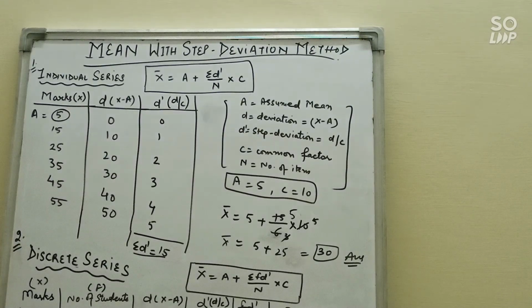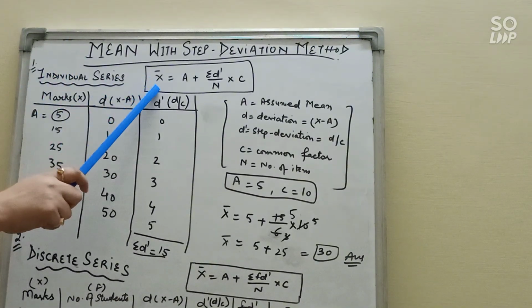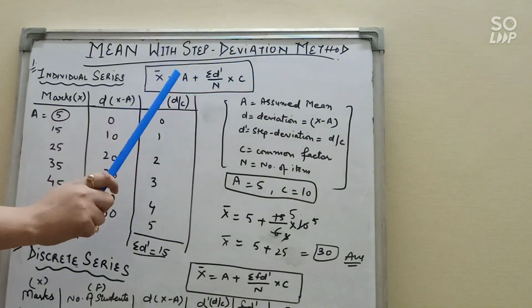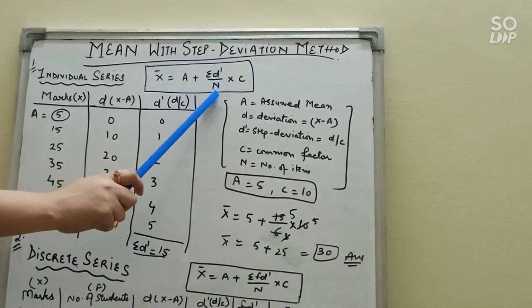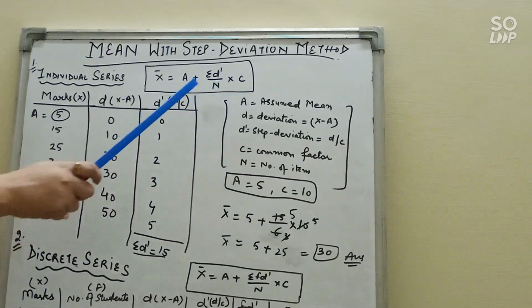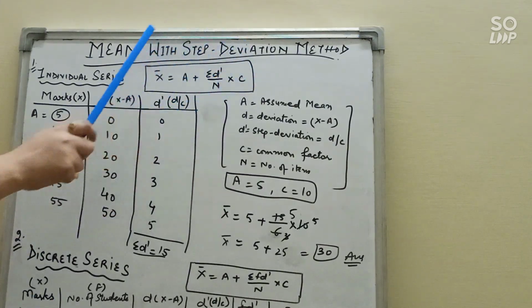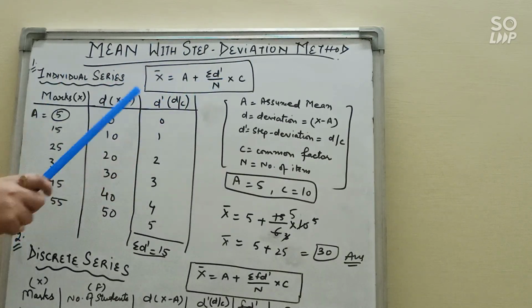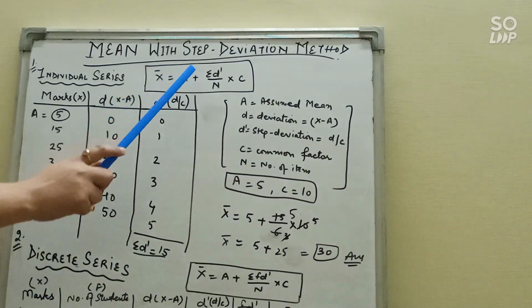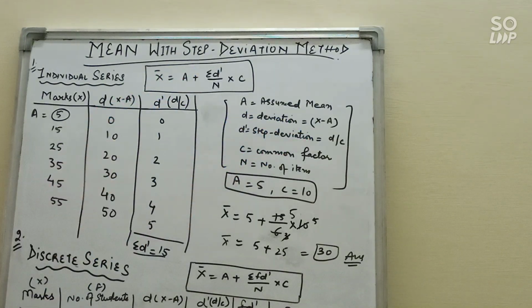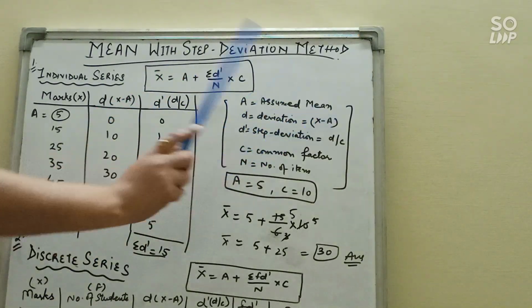So let's start with the individual series. In an individual series, we can calculate mean with the help of the step deviation method. The formula is a plus sigma d dash upon n into c. First of all we should know the terms which we are using in this formula. First is a. A means assumed mean, as we know, and d means deviation. We can calculate deviation with the help of the formula x minus a.